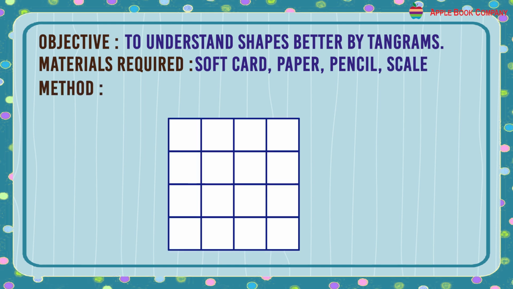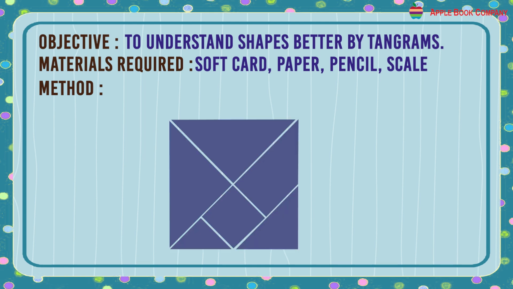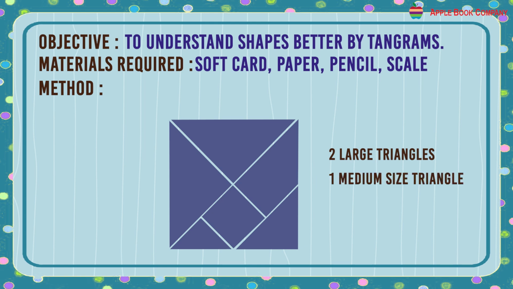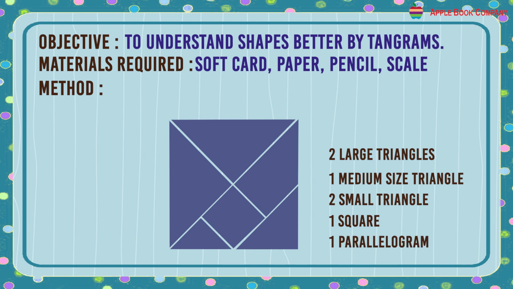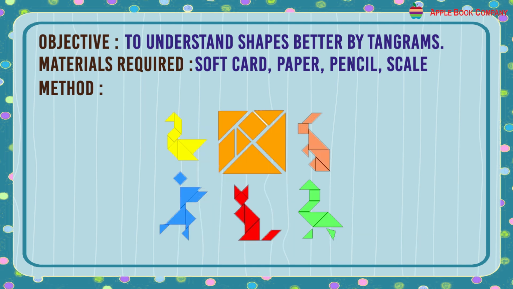Method: draw a big square and 4 into 4 small squares in it. Draw thick lines as shown. Erase the light lines. Cut along the thick lines, you get 7 pieces. 2 large triangles, 1 medium-sized triangle, 2 small triangles, 1 square and 1 parallelogram. Put the 7 pieces in different ways to make interesting shapes like the ones shown below.